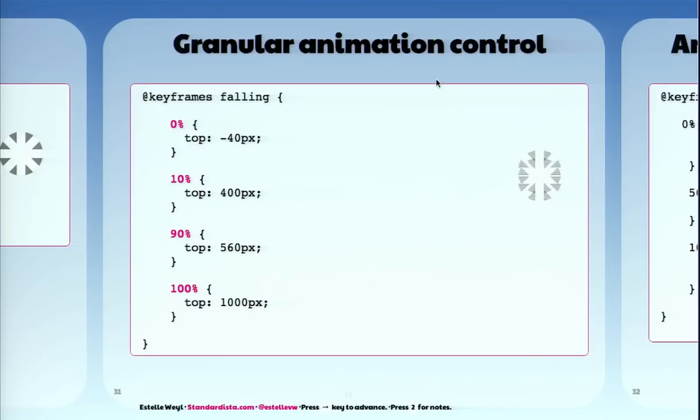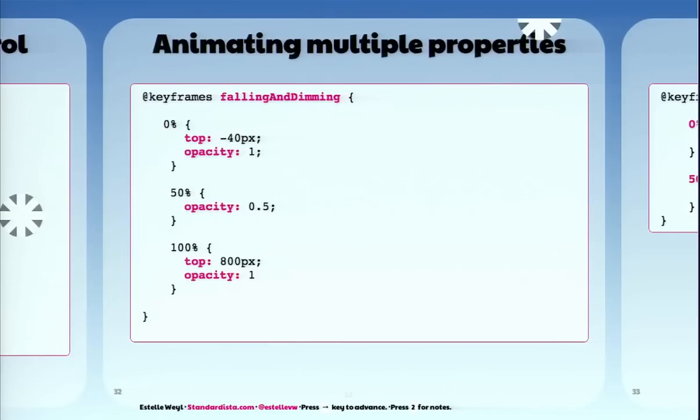So here I've only animated top. You can also animate multiple properties. So here it's falling, same thing: top negative 40, top 800. Opacity is going from 1 to 50% and back to 1. So top, I declared it here and here, because basically I don't care what it does here, whereas opacity, I want to do those steps. So you can animate multiple properties, and you don't have to set them in each one.